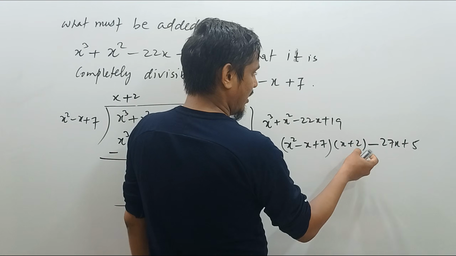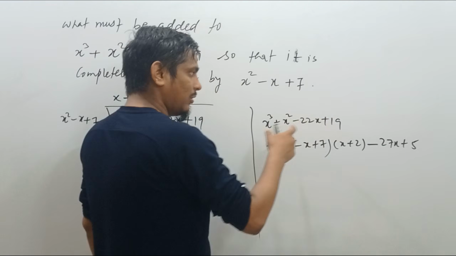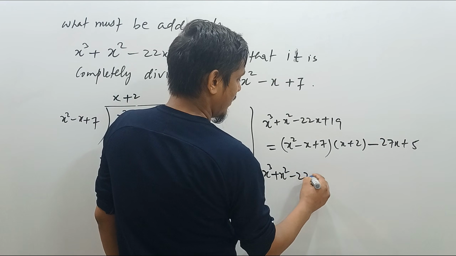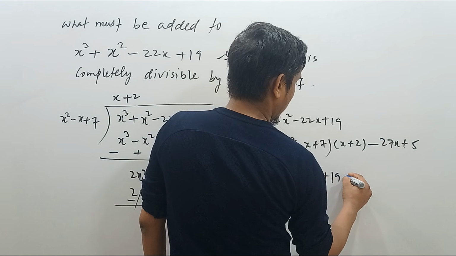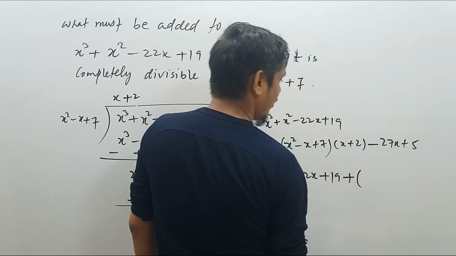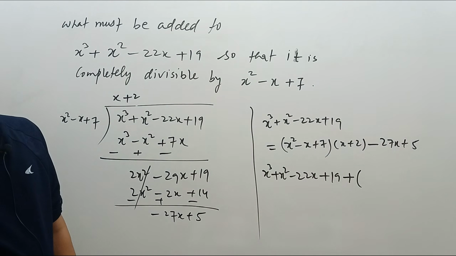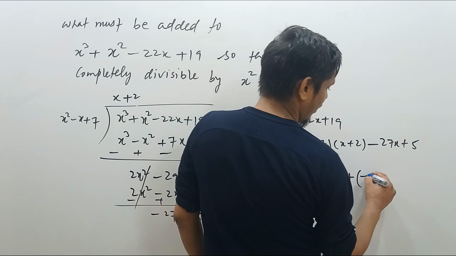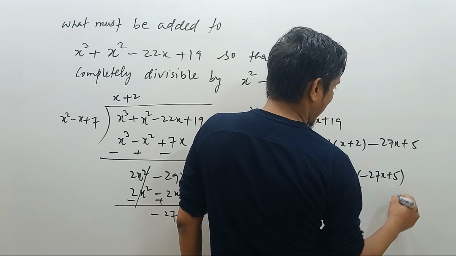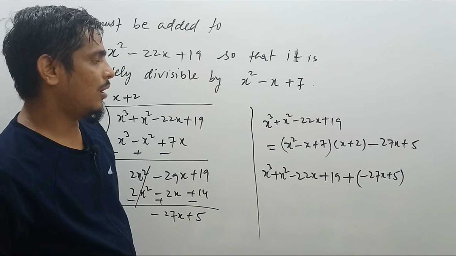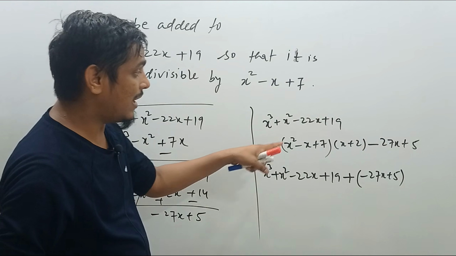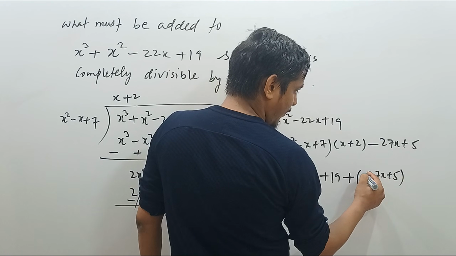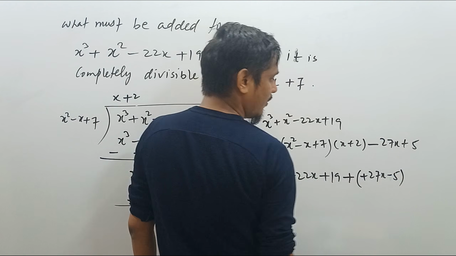Just try to think, okay, if we are adding on both sides, just negative of this, try to do it: x cube plus x square, negative 22x plus 19, and I'm doing addition of what? The remainder that we have gotten. So just add the remainder. What remainder have we gotten? Negative 27x plus 5. We just have to add whatever remainder we are getting, just negative of that. So negative of this is what? Plus 27x minus 5 on both sides.